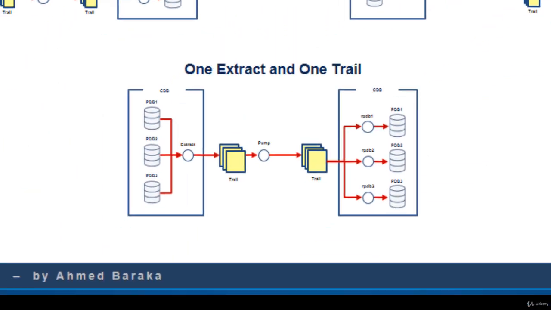Another alternative option is to configure one extract capturing from multiple source pluggable databases, which writes to one trail. The trail is read by multiple replicate groups, each applying to a different target pluggable database. This option is the easiest configuration to manage, but if any issue is raised on the trail, all the replicates will be affected.